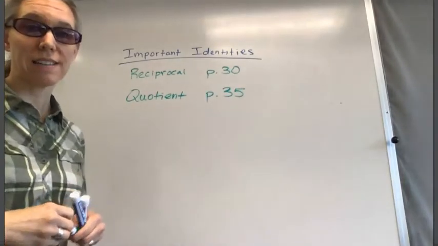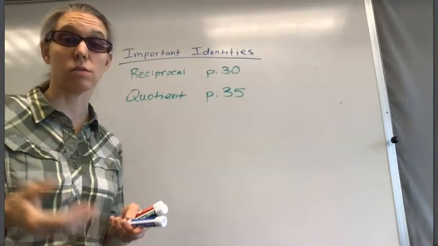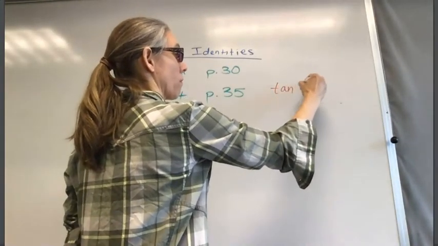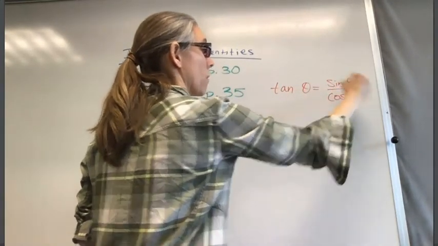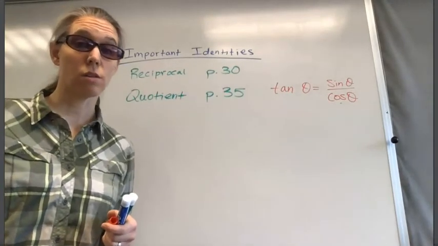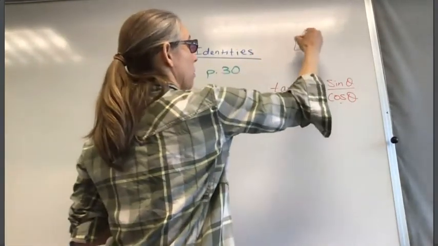The quotient identities tell us that tangent is equal to sine over cosine, and that cotangent then is equal to cosine over sine. Here, I'll put an example of each one here.